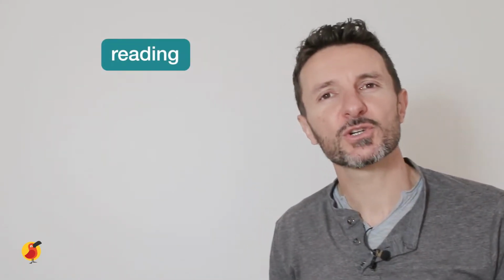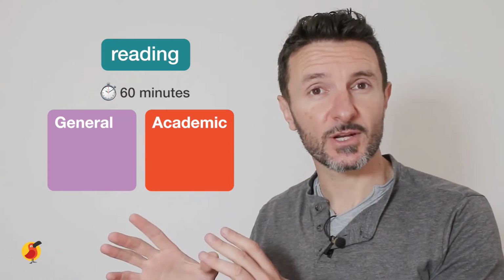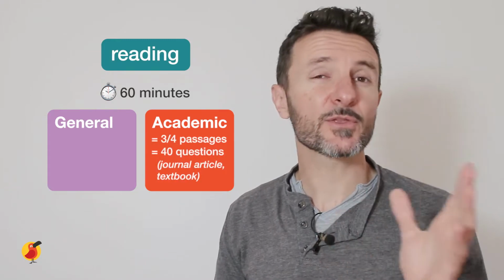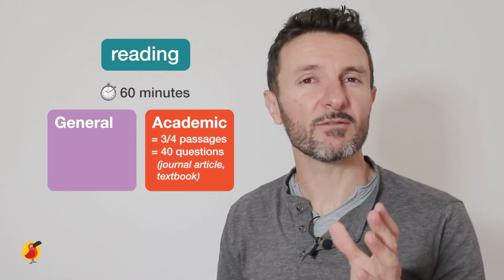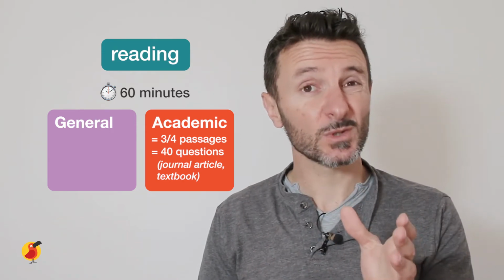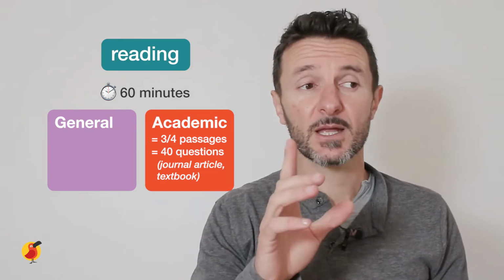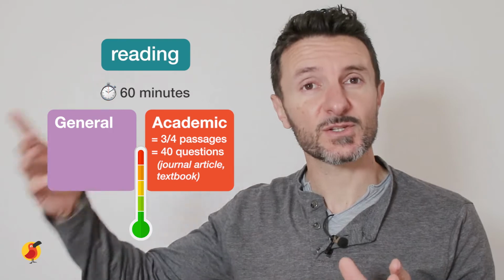Next, let's cover reading. Now, the reading portion of your test, you'll have 1 hour to complete. Now, again, it's important whether you're doing the IELTS Academic or the IELTS General. If you're doing the IELTS Academic, you'll need to read about 3 to 4 passages and then answer 40 questions based on what you have read. Now, these passages will get progressively more difficult. This means that the first passage will be easier than the passages that come next, and so forth.